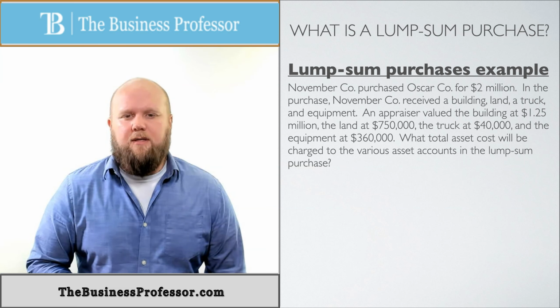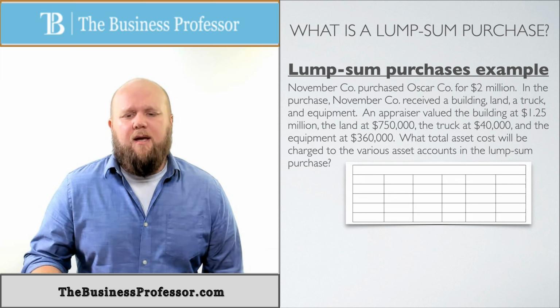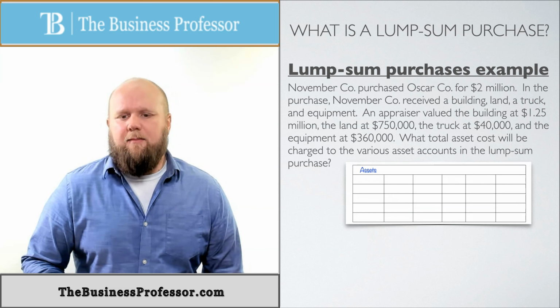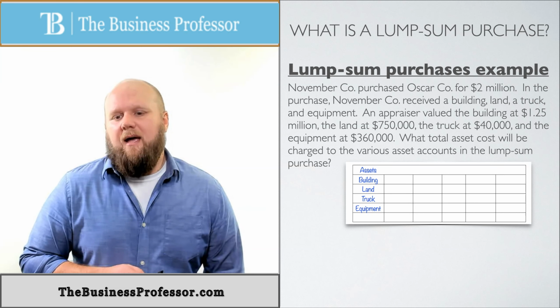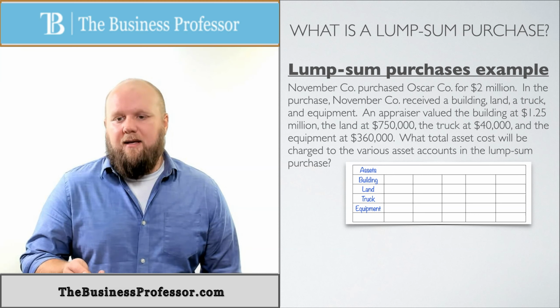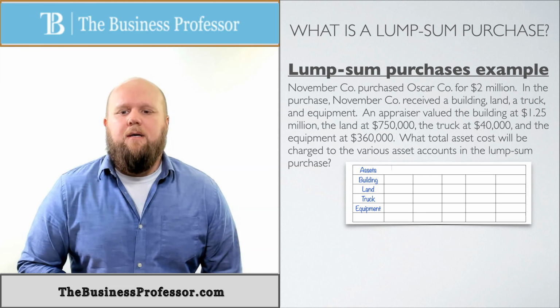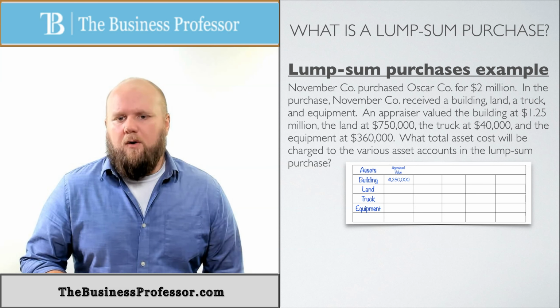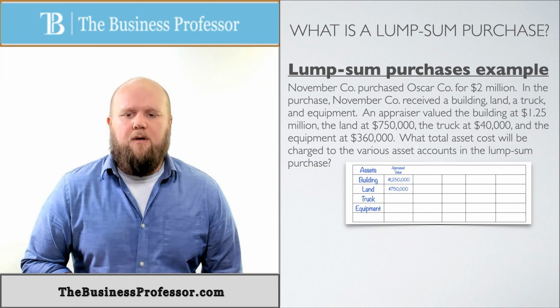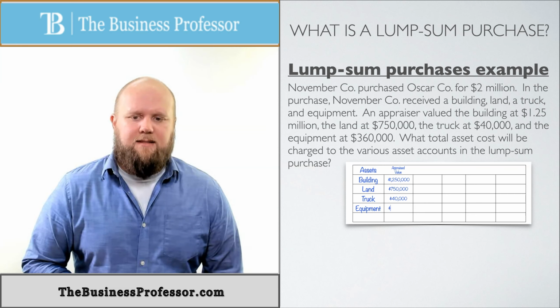The way I would start doing this would be to start with a table. I'm going to start with assets. I'm going to list out my assets: building, land, truck, and equipment. Then from there I'm going to look at the appraised value. My appraised value for the building was $1.25 million. For the land, it was $750,000. For the truck, it was $40,000, and for the equipment, it was $360,000.